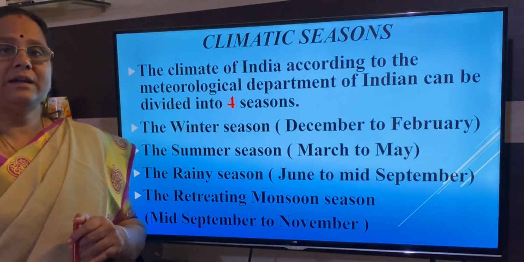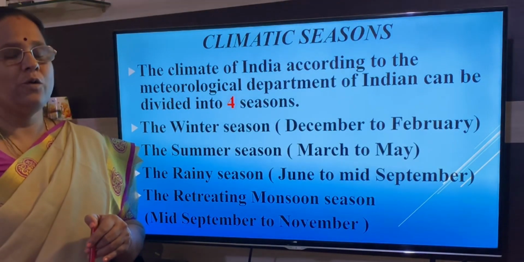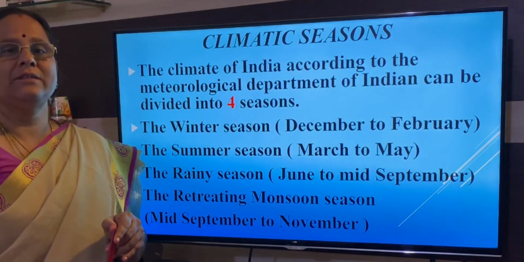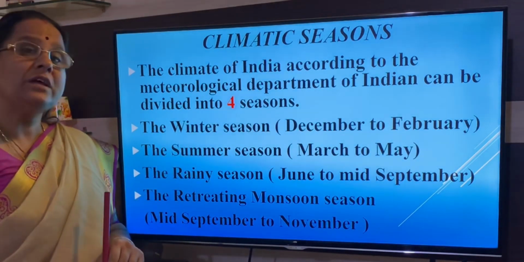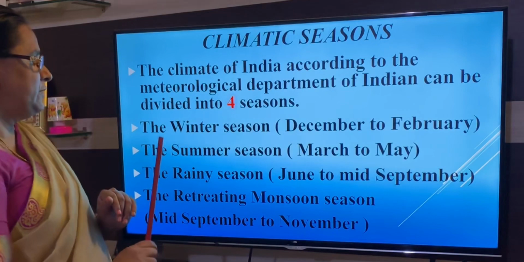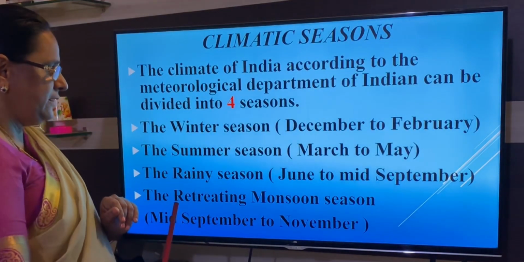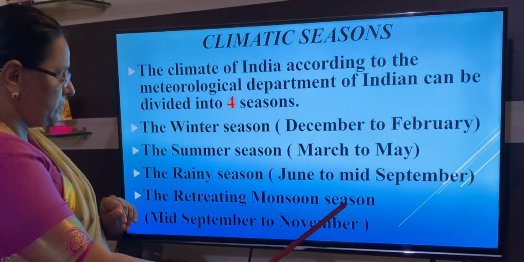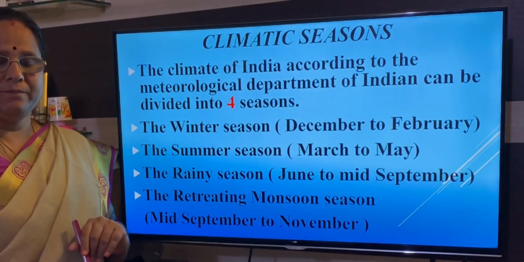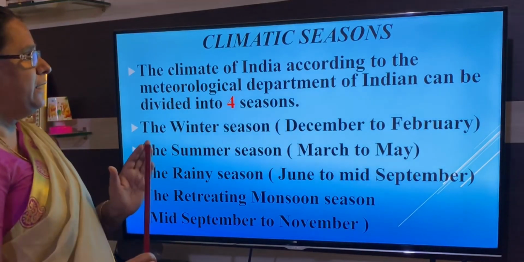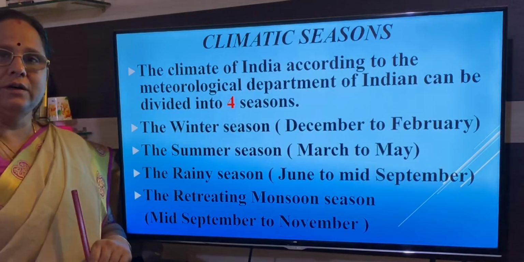The next we will learn about climatic seasons. All of you have learned from the lower class that India has 4 seasons. Which are those 4 seasons? First one, winter season, summer season, rainy season, retreating monsoon season, and these are the 4 seasons we have. Is that clear, children? So totally India has 4 seasons, and I have listed them out here.